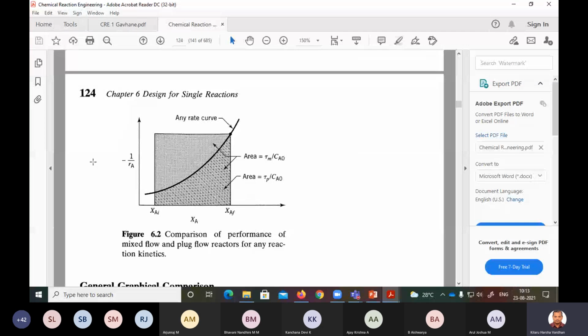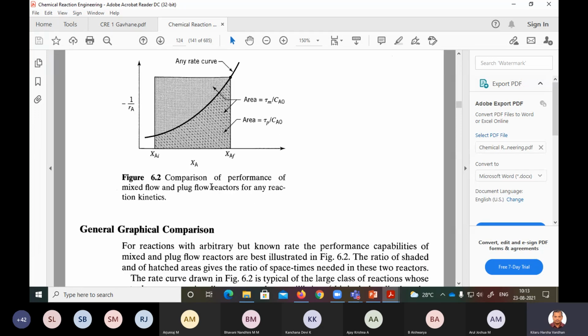In any comparison, if you are plotting minus rA against XA, the area of a rectangle is the CSTR, and the area under the curve is your plug flow reactor. From this, we can clearly tell that for any positive order, the area required, or the tau, that is the space time or the volume requirement, tau by CA naught, or V by FA naught, is much higher for the mixed reactor. It requires much larger volume than the plug flow reactor. This is the graphical comparison.